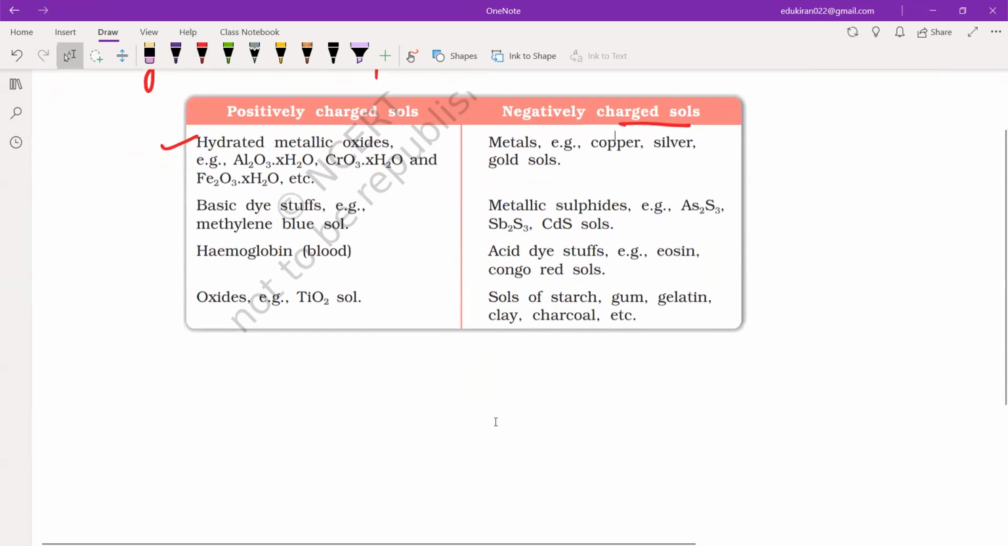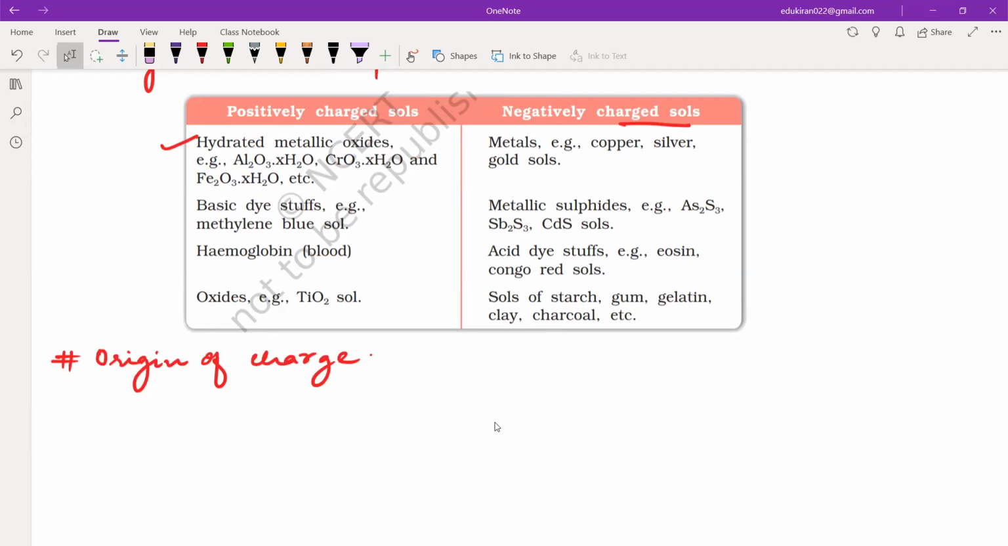There are a few methods. We write the origin of charge, how the charge is originated. Origin of charge. This is more important here.